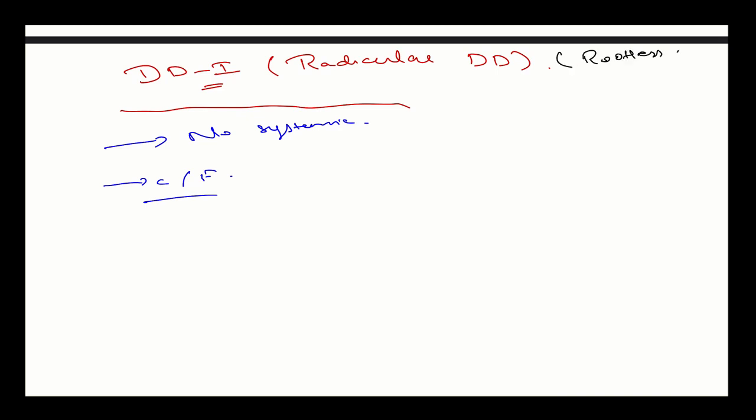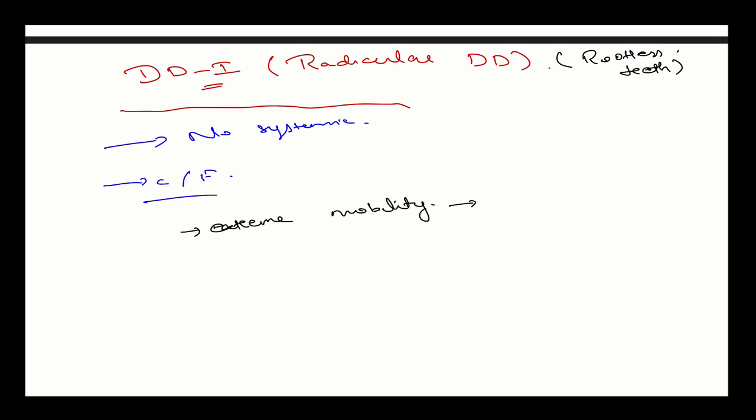This has also been called another name, rootless teeth, due to the same reason. Most of the time the roots are absent, and due to that same reason there will be extreme mobility. So this is one feature which you have to know, extreme mobility of the teeth. The coronal dentine is normal, only the radicular dentine is affected, and most of the time there is no root and there is extreme mobility.